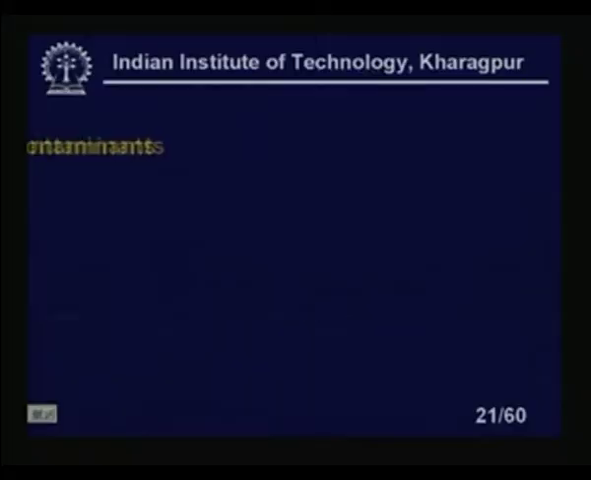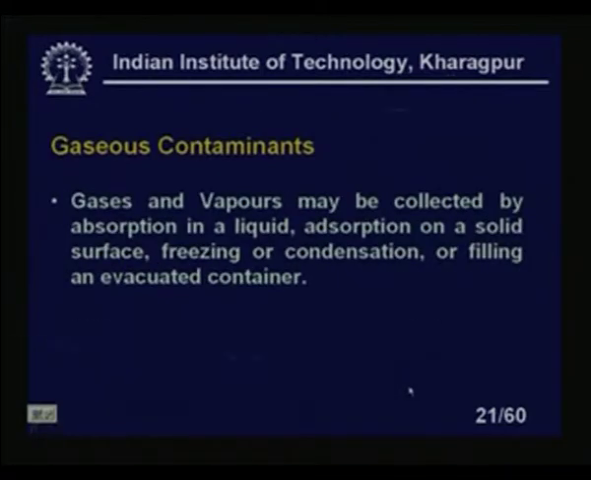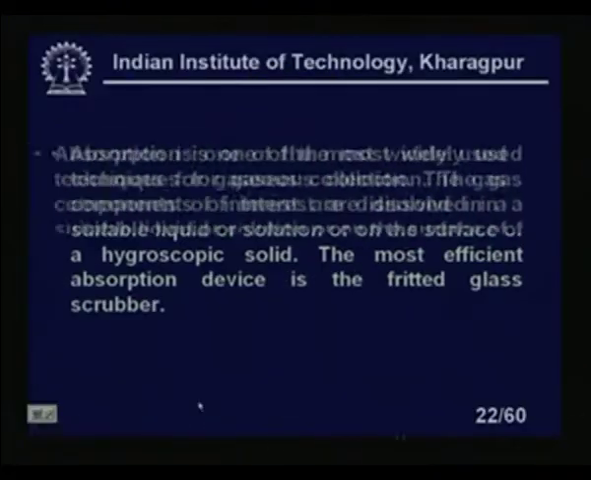Now, gaseous contaminants. Gases and vapors may be collected by absorption in a liquid, adsorption on a solid surface, freezing or condensation, or filling an evacuated container. Evacuated containers also will do, as we have told earlier, or it can be by freezing, condensation, absorption in a liquid, or adsorption on a solid. So, these are the different methods by which I can collect the gaseous contaminants.